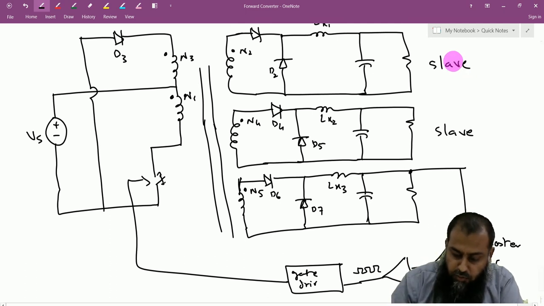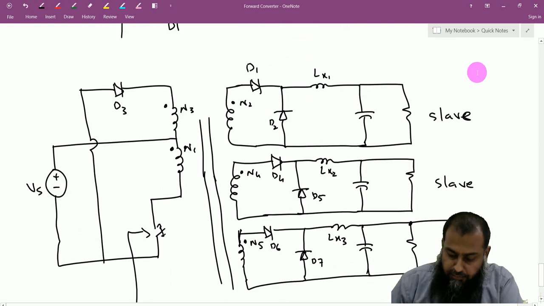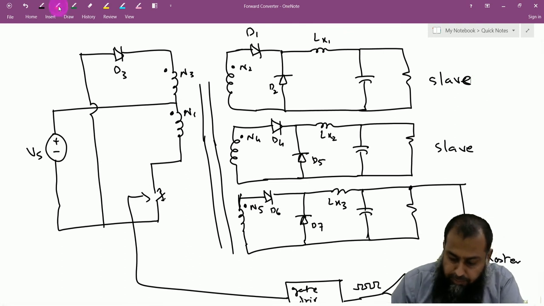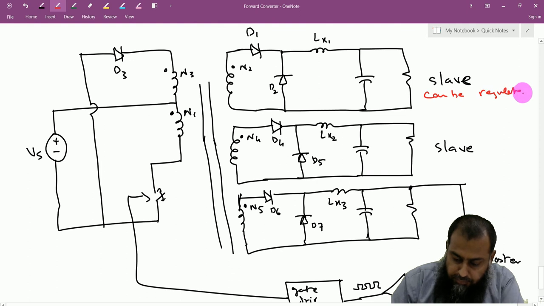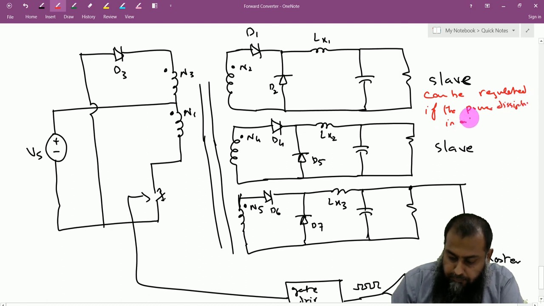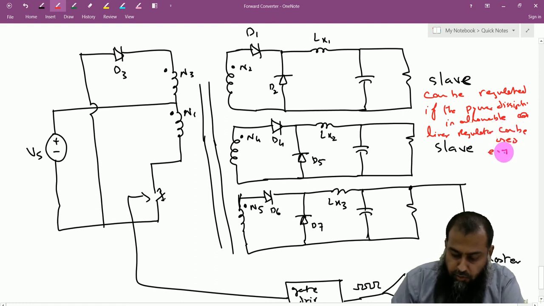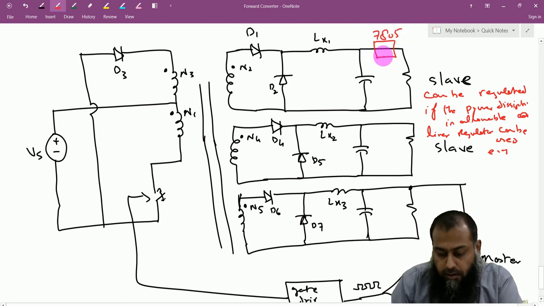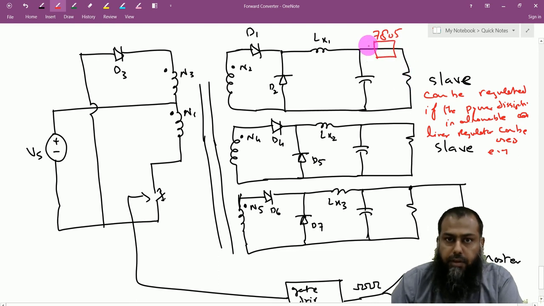Now the question here is, is there any way to regulate the slave output? Yes, the slave output can be regulated if the power dissipation is allowable. A linear regulator can be used. For example, if we want to have a 5 volt output at this particular slave, we can actually have this 7805 here, provided that the power dissipation of this particular IC is within the limits. So we can use some linear regulator if the system design parameters allow us to do so.